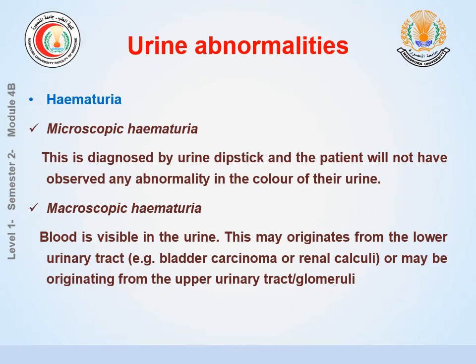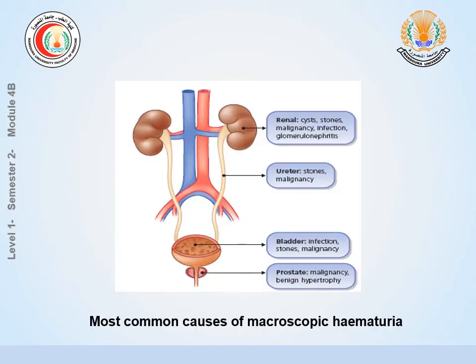Hematuria may result in change in the color of urine. This is macroscopic hematuria, so the blood is visible in urine and the urine color is red. And sometimes it is microscopic, so it is just detected by the microscope. So, what are the causes of macroscopic hematuria? Mostly these are surgical causes, including renal stones, malignancy, infection, glomerulonephritis may result in hematuria, stones in the ureter, bladder infection or malignancy, prostatic hypertrophy or malignancy.